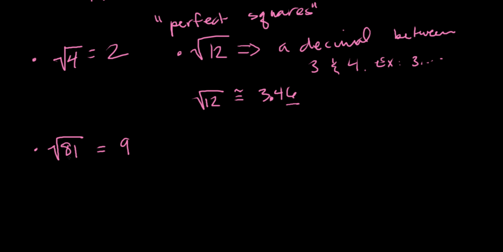Remember, that's like saying if you had a square with area of 81, what length do its sides need to be? They need to be 9. Okay, let's look at another one.